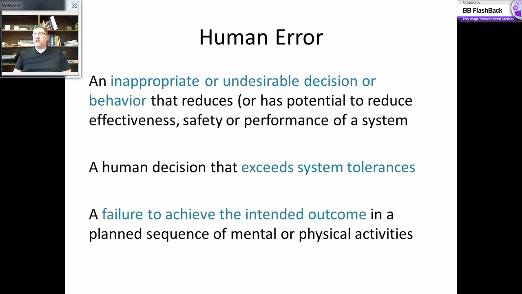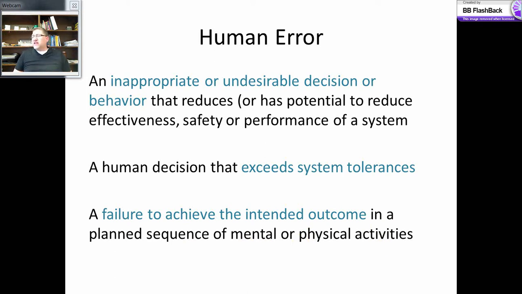Failure to achieve the intended outcome in a planned sequence of mental or physical activities. I don't like this one as well because it's outcome oriented. You can have human error, but without necessarily always having some major catastrophe. But this is kind of a way of looking at it from the outcome point of view. So instead of looking at it from the top down, this is looking at it from the back end of the system, looking back into it and saying, did we meet our objectives? Did we have the intended outcome? If we did not, and it was in a sequence of activities that involved the human, then it was human error. Okay, see what I'm saying?